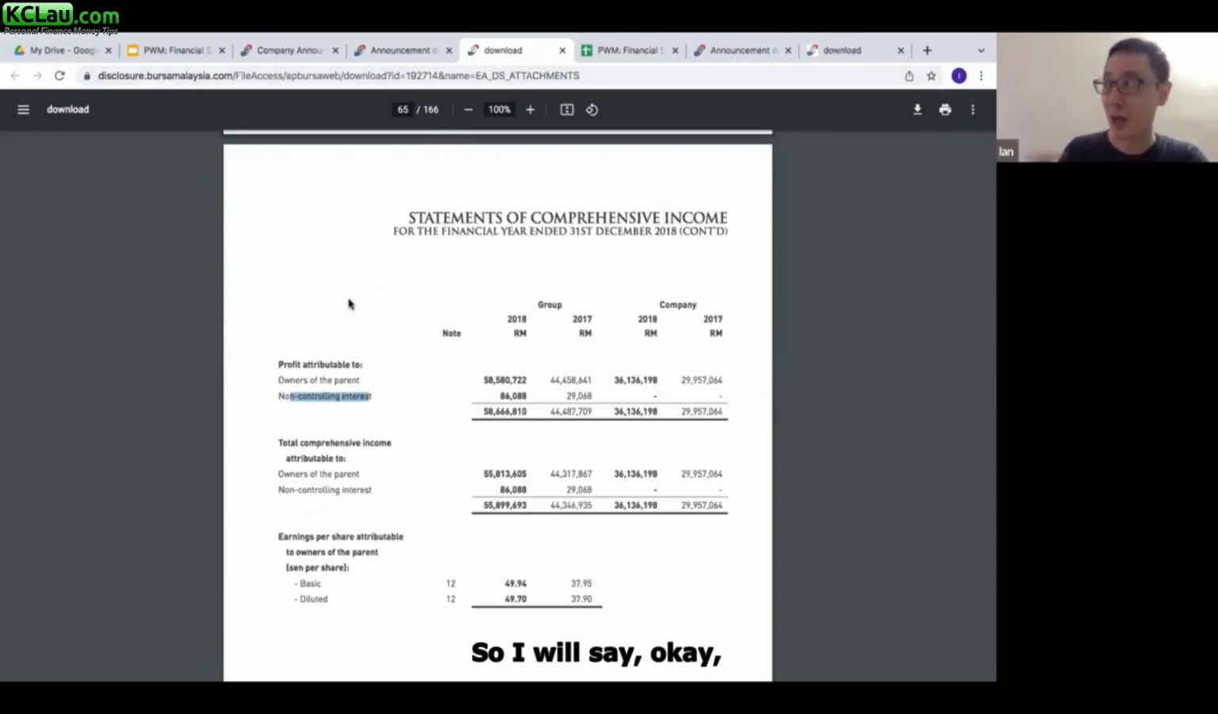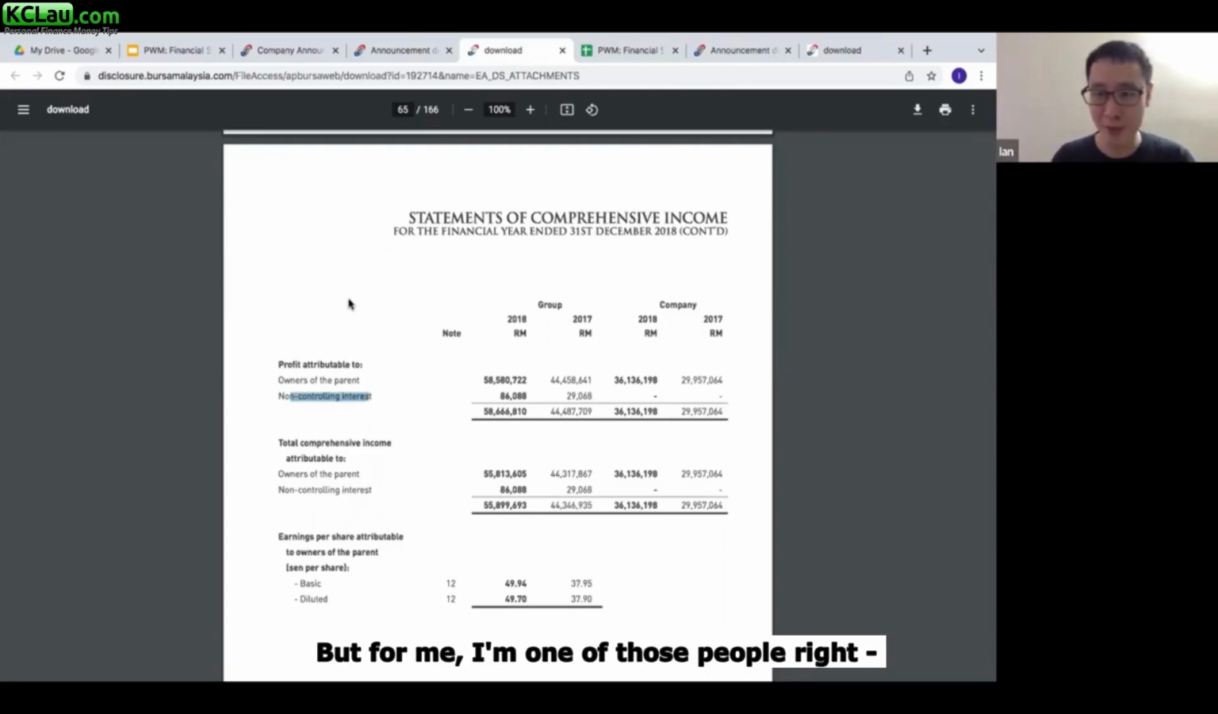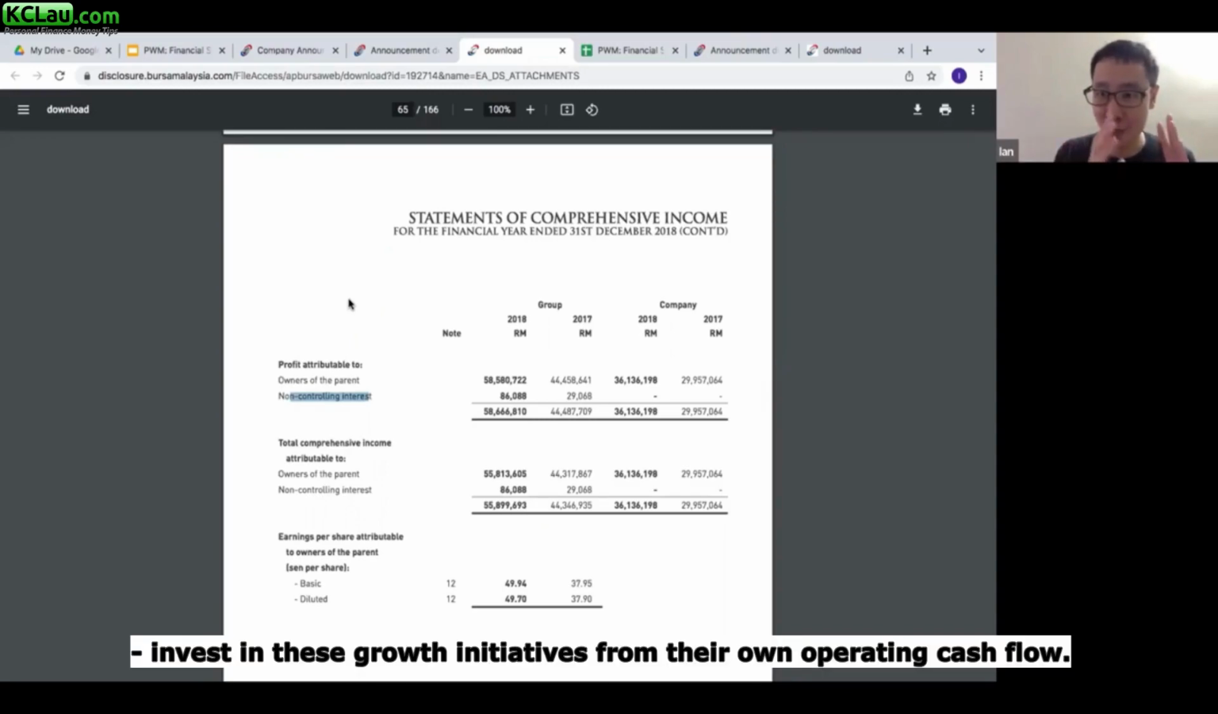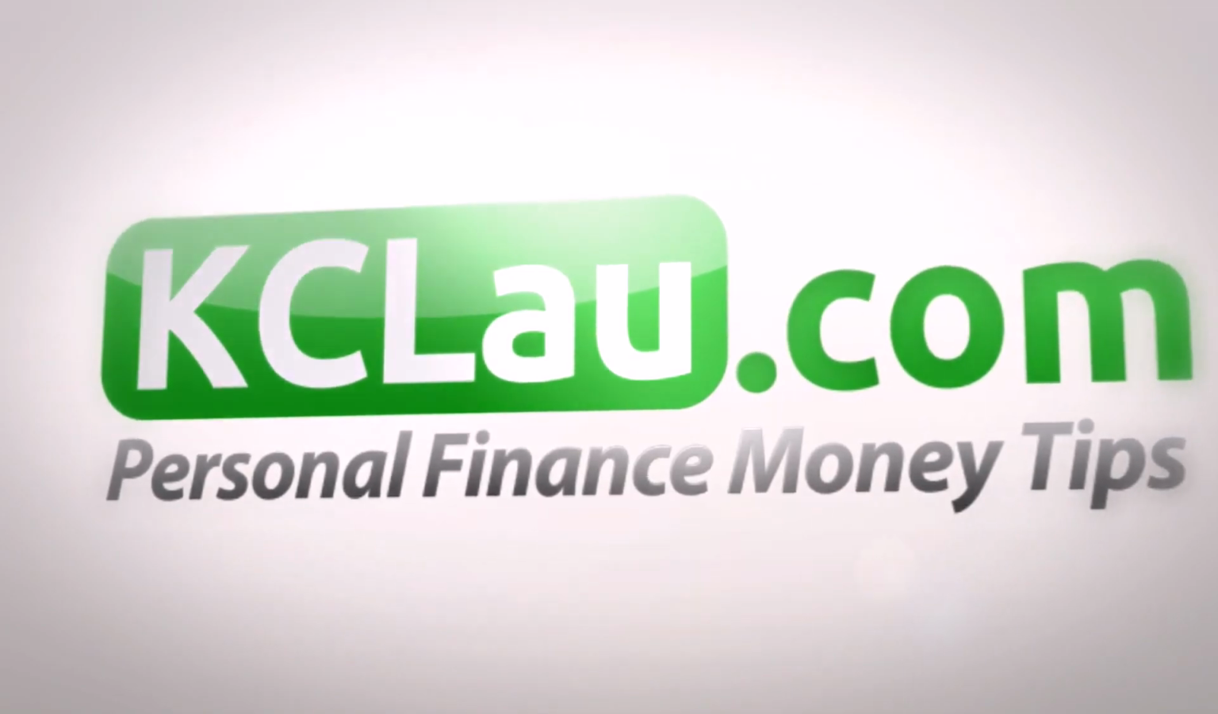Some companies will prefer to borrow from the bank to fund their growth initiatives. But for me, I'm one of those people who prefer the company to invest in these growth initiatives from their own operating cash flow. So that's why it's very important for me as an investor to look at operating cash flow.